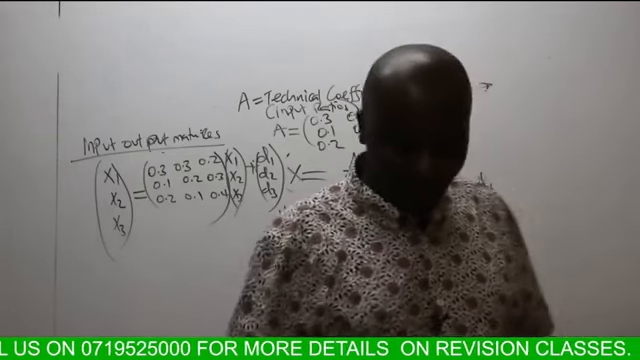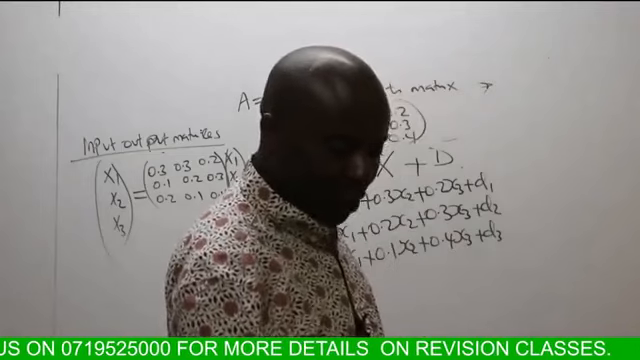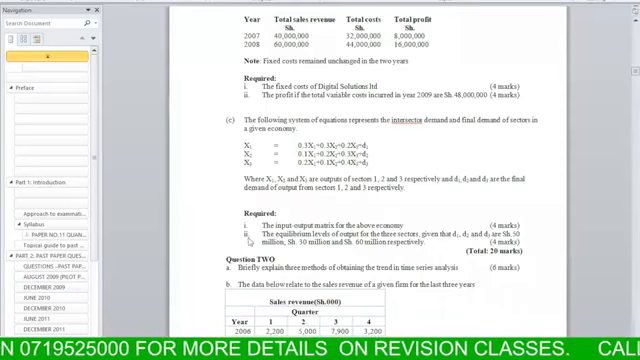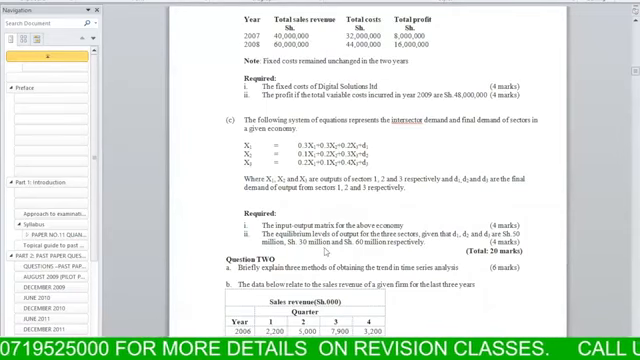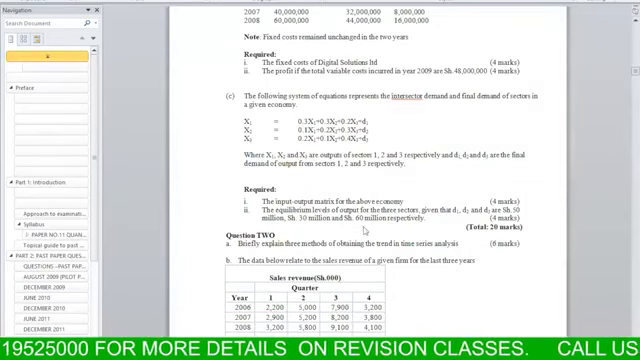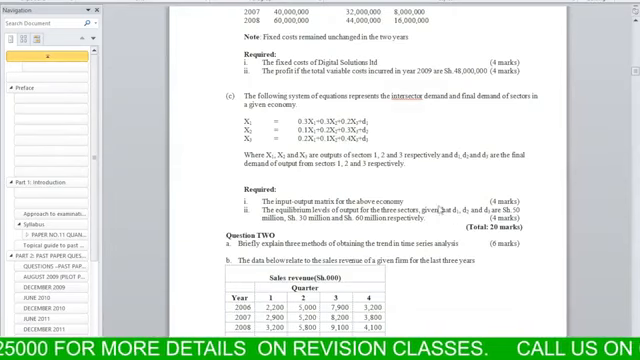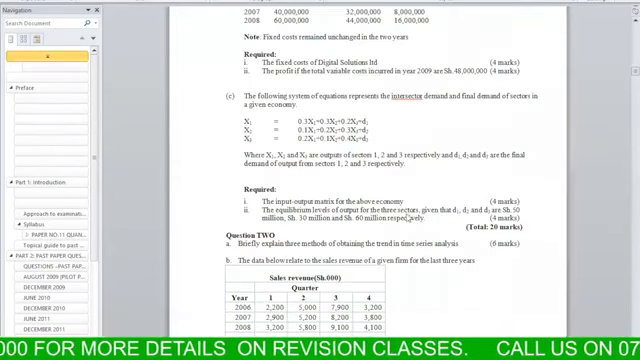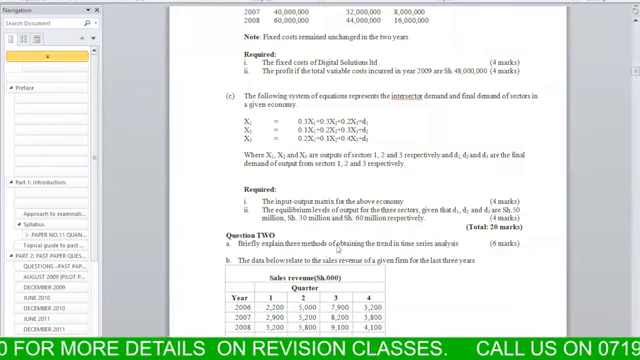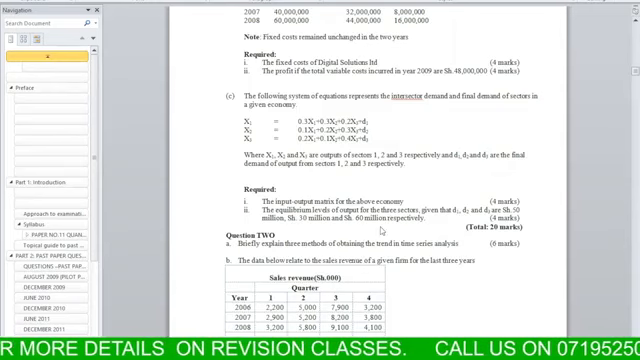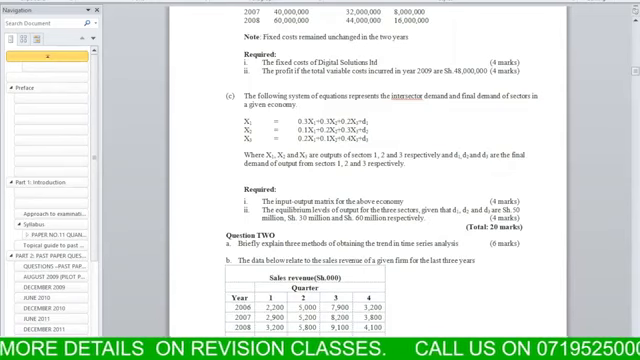Now look at number two of this question. They want me to give them the equilibrium levels of output for the three sectors, given that D1, D2, and D3 are 50, 30, and 60 million. So in short, they want me to predict the outputs.